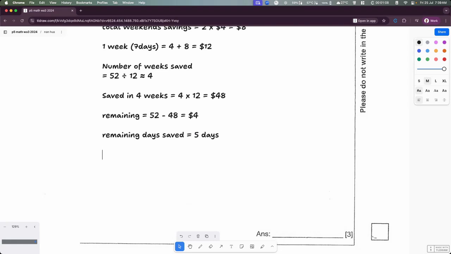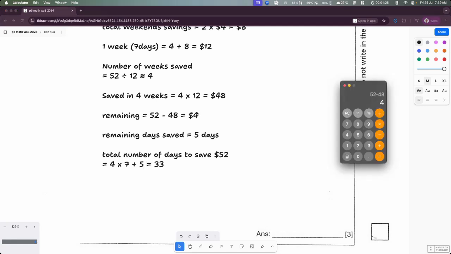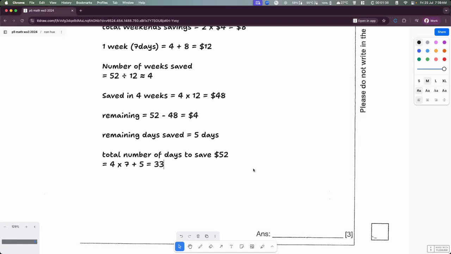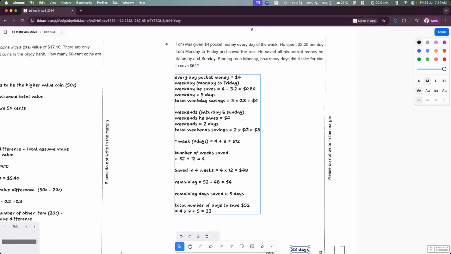So that means we can calculate the total number of days to save $52, which is equal to 4 weeks times 7 plus 5. This gives us 33. Let's double confirm with our calculator: 4 times 7 plus 5. This gives us 33 days. There you go, that's the answer. The answer is 33 days. This is essentially how we do it.